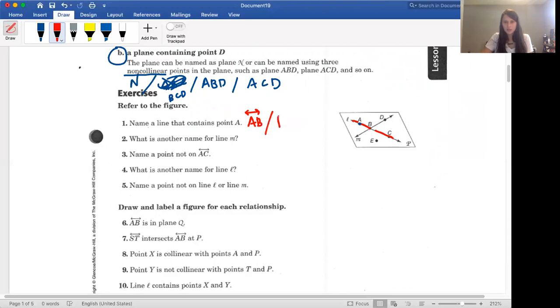I could name it BC. It doesn't even see point A. Technically, I don't even have to have the letter A in the name of the line, because BC goes out forever and ever, and it's going to cross through where A is. So I could say BC. I could say AC. Any of those would work. Or I could say line L. So all of those would be options. And then, of course, if you want to reverse these letters and write BA, CB, and CA, that would work too. Yeah?